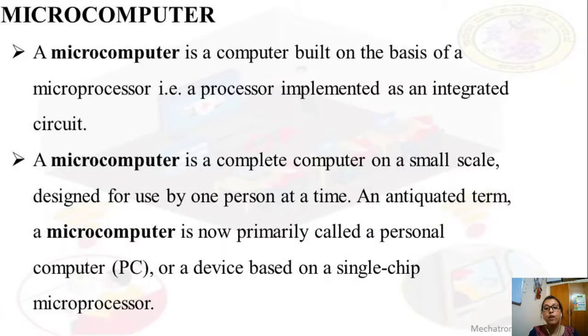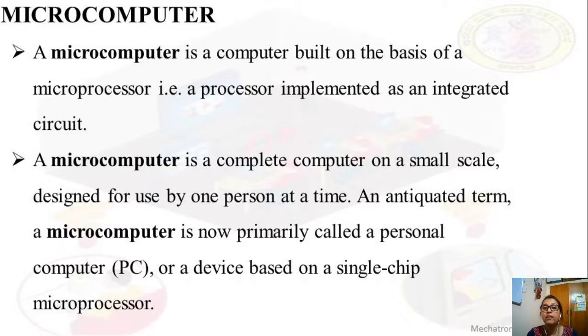So next, what is a microcomputer? Microcomputer means what we use in our daily life. That is a personal laptop. It may be a personal laptop or a personal desktop. Okay, so that is a microcomputer.